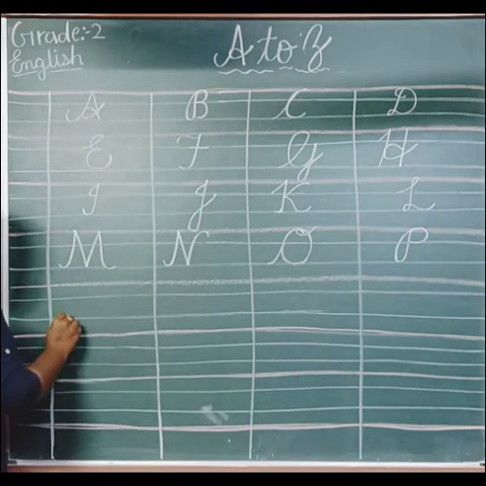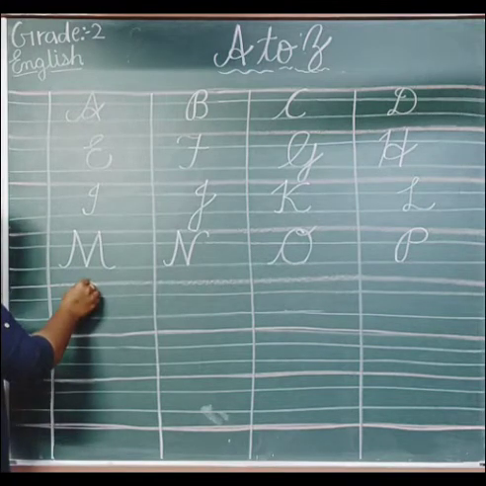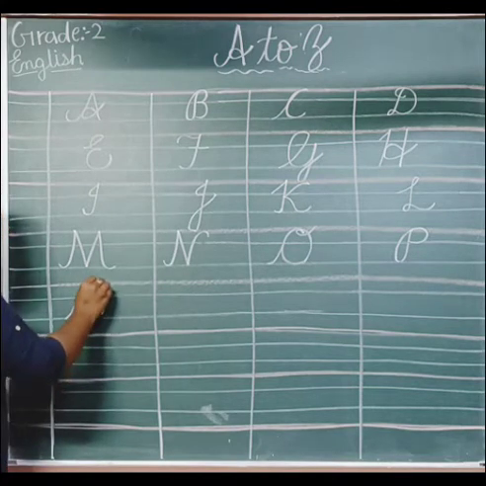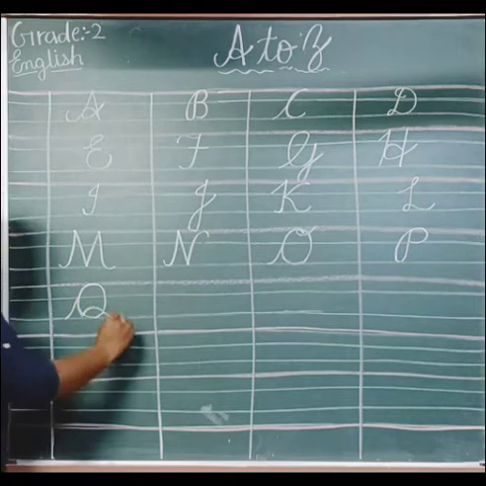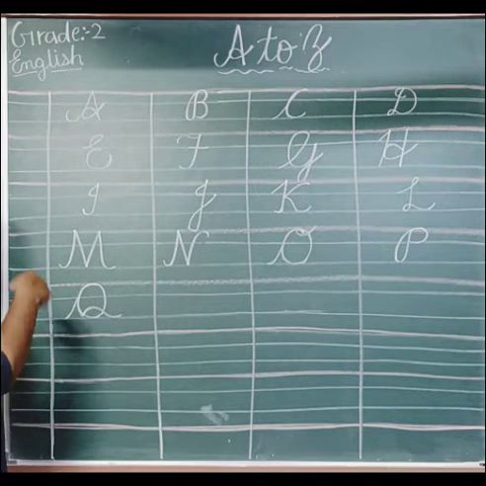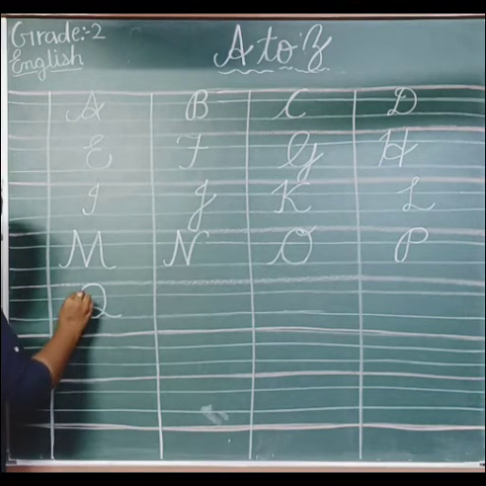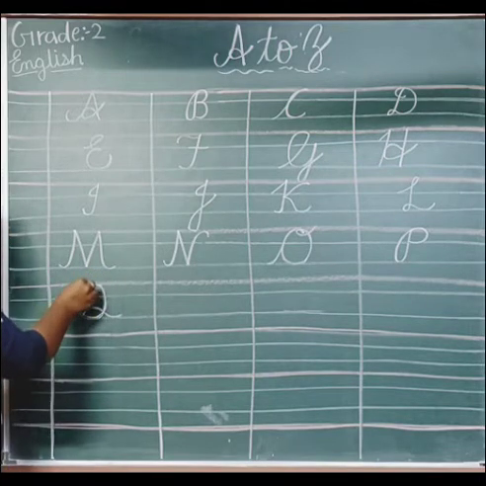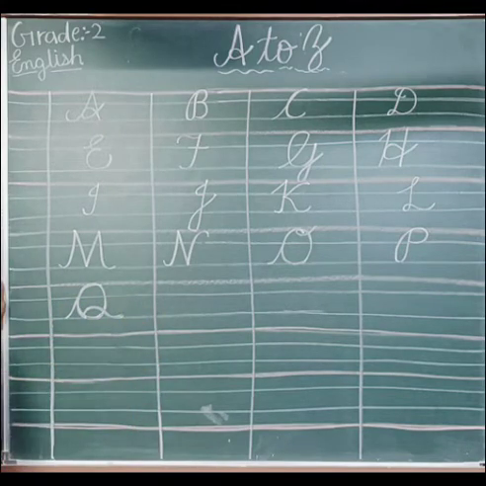So start from the blue line, go back to the red line, come to the blue line and again go to the red line. Once again come to the blue line and make a curve like this. It will be a little more difficult. How to write? Once again I am teaching you. Start from the blue line. First you will have to make O. Once you have done O, again you will have to make C and then a curve. That is called Q.